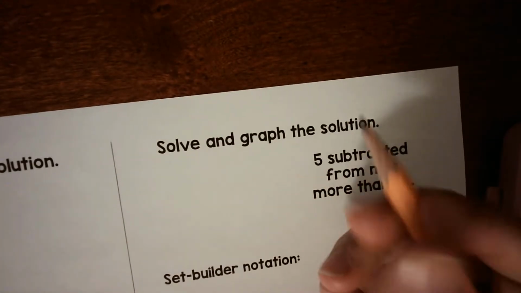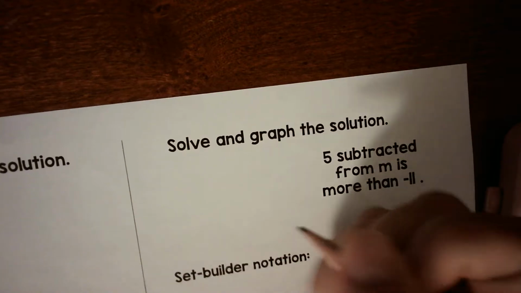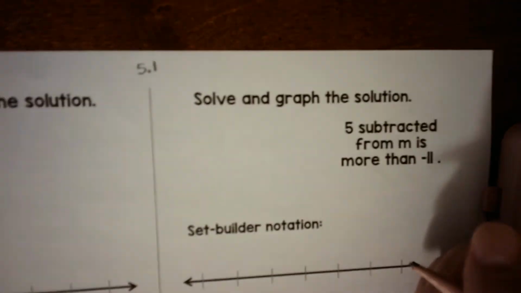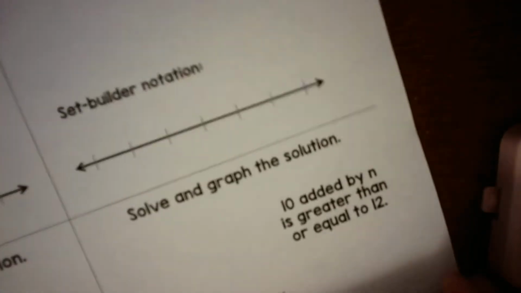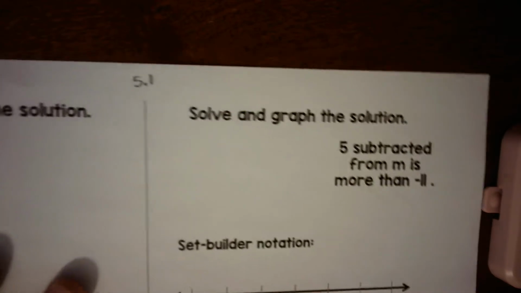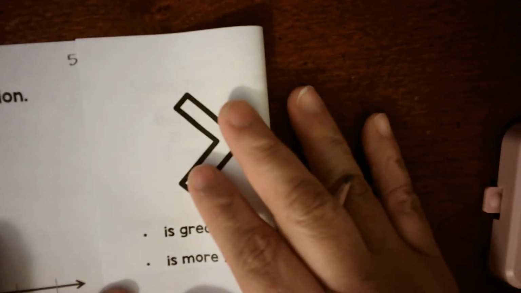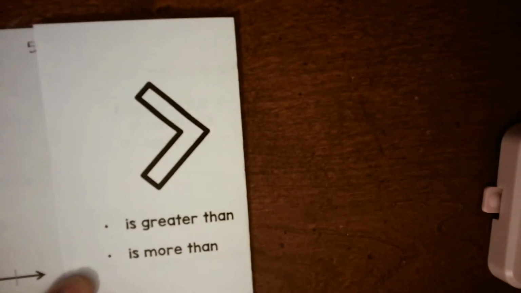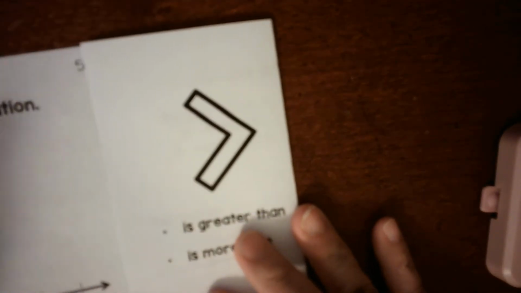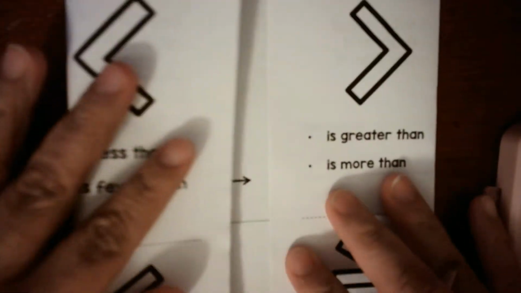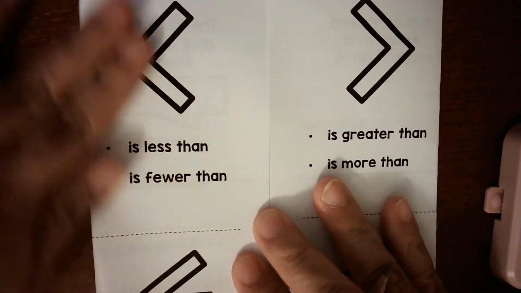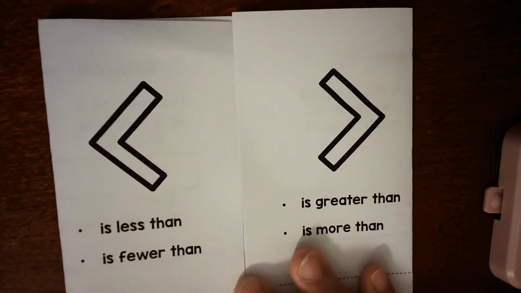Hello, this is the video for section 5.1, and what we're doing is one-step inequalities. How I want you to fold your foldable is, you're going to have it facing this way, and you're going to make it fold towards the center. Like this. So we got inequalities.